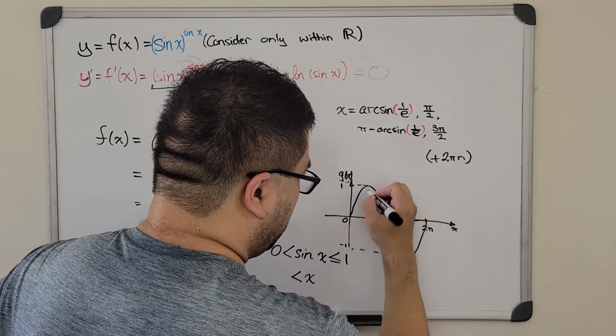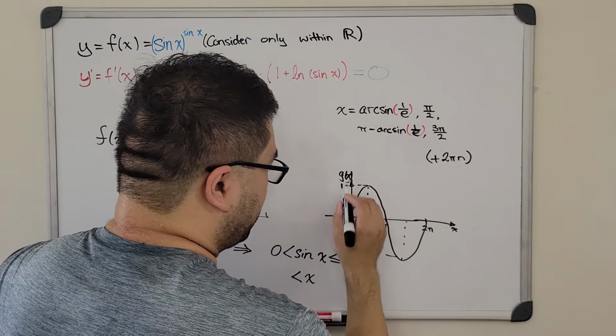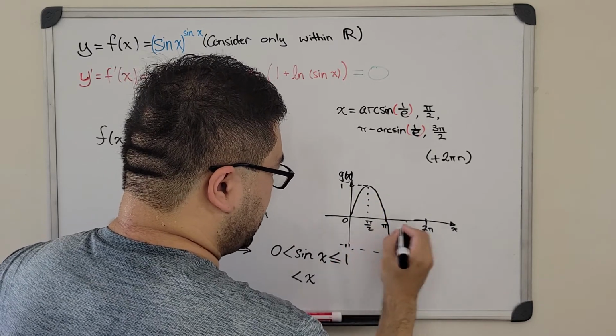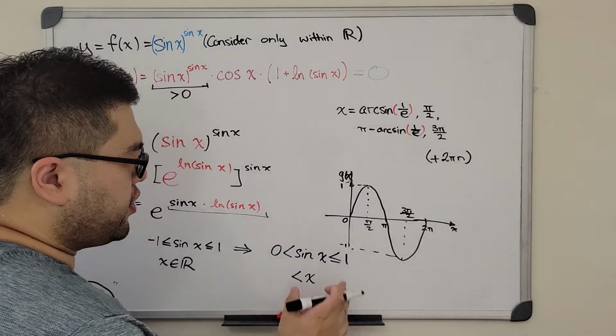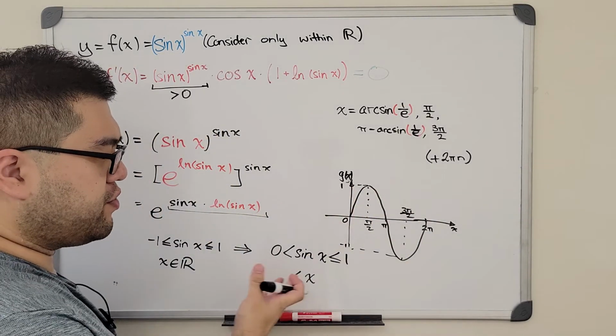And when do they occur? We have the maximum at pi over 2 and the minimum occurring at 3 pi over 2. So we can also use this graph to quickly help us find out the answer.